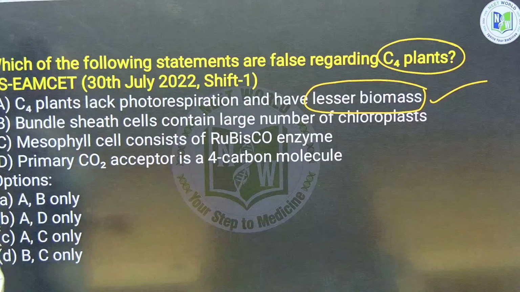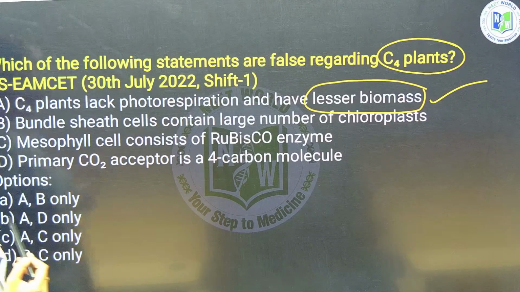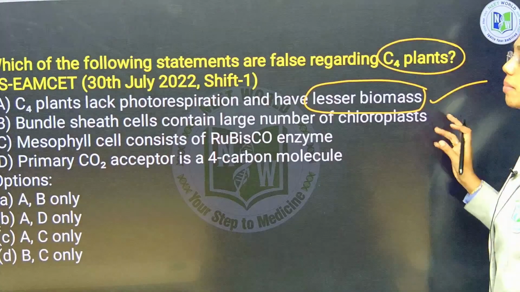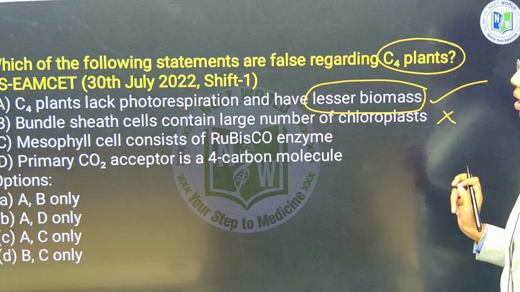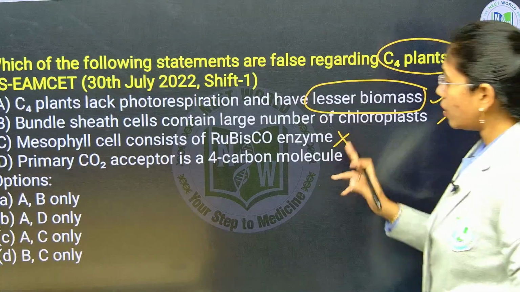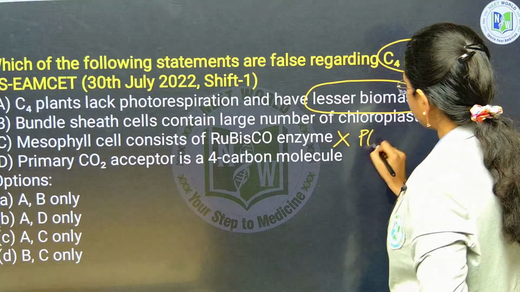Bundle sheath cells contain large number of chloroplasts. No, they have large number of agranal chloroplasts. And chloroplast number is not maximum when compared to mesophyll cells. Mesophyll cell consists of rubisco enzyme. Wrong, mesophyll cell doesn't have rubisco enzyme, it has PEPcase enzyme.